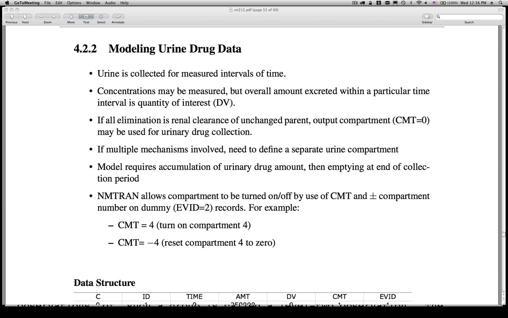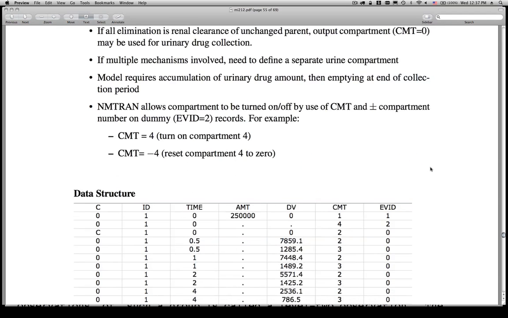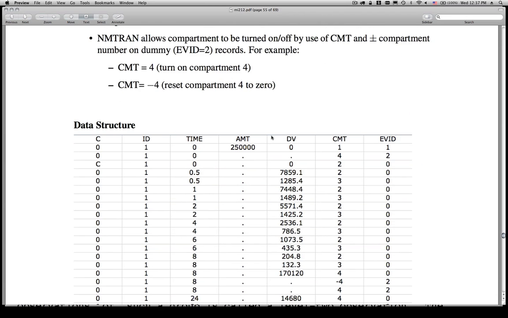The one thing that I've done here is to just be specific about turning it on, just in case we want to add more data. Maybe there's some data occurring before the records observed here, and we might want to make sure that compartment's on. So I was just being explicit here. But this compartment 4, where we're turning on the compartment, event ID 2, compartment equal 4, that's not absolutely necessary.